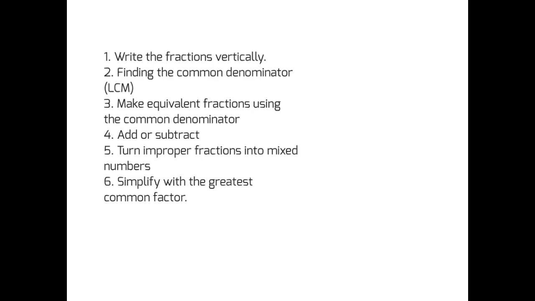So if I have the numbers 5 2/3 plus 2 4/8, the first thing that I want to do is write them vertically, line up the place values. So I have 5 2/3 plus 2 4/8. As soon as I get them lined up vertically, I need to find a common denominator by finding all the multiples of 3 and 8 and finding one they have in common.